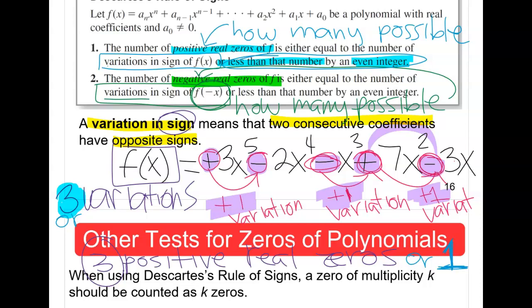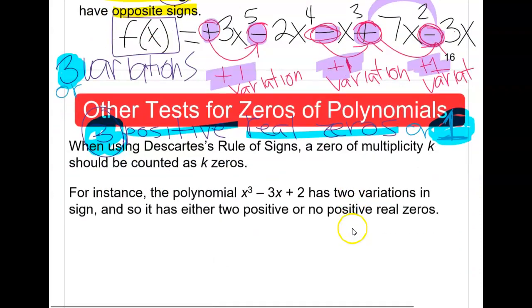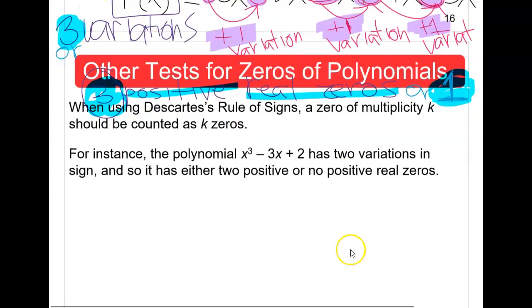Now, could we subtract 2 again? No, because then 1 minus 2 will get -1, and we cannot have -1 possibility. So it will just be either 3 or 1 of the positive real zeros. So either 3 or 1. Not x equals 3, x equals 1. It's just like counting them, you could have 3 or 1 that are positive.